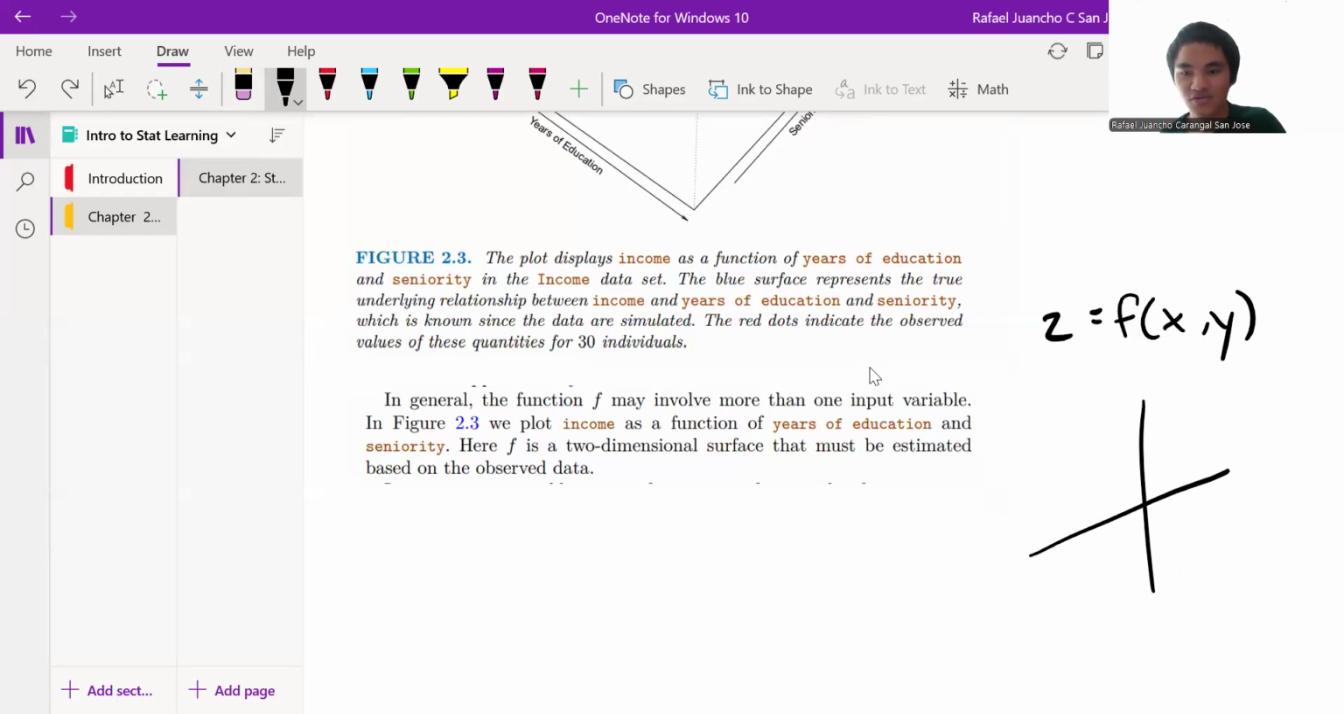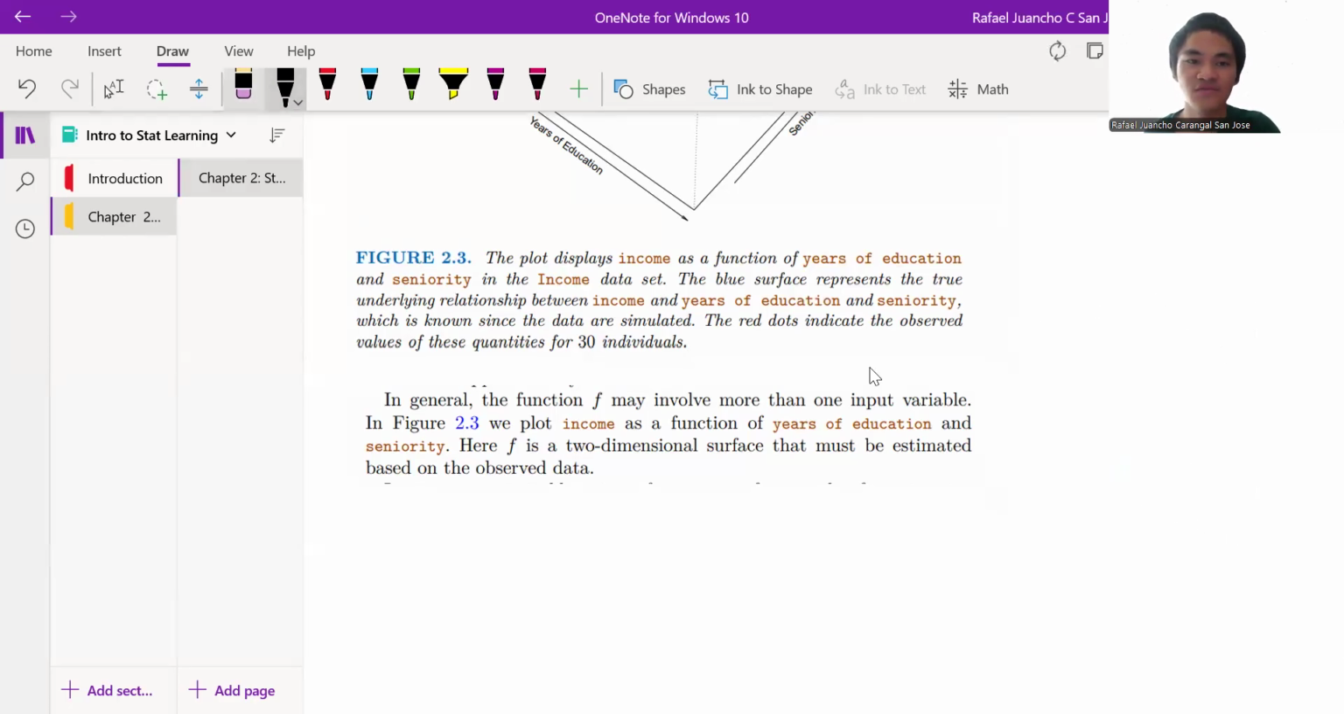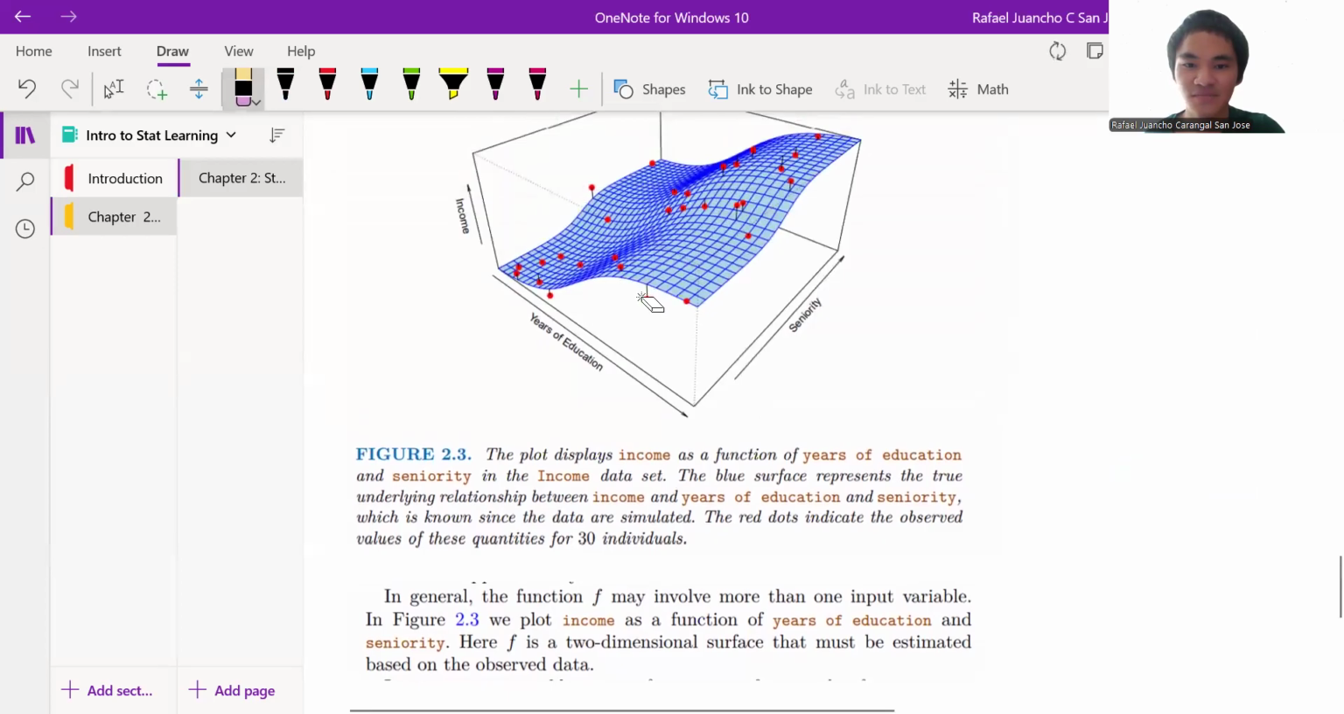Okay, I can't draw. Maybe like that-ish, right? Something like that. So not everything is in 2D. Some could be in 3D, and then we have to take into account these predictors, right? That's how we can form it. And then those are the plots, that's the plot, the surface. And then these are the data points.